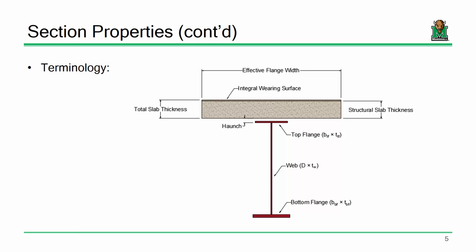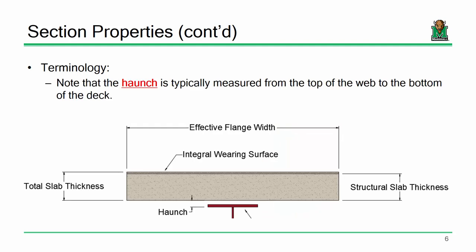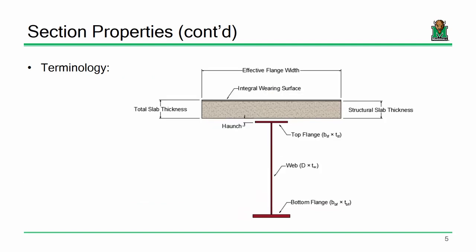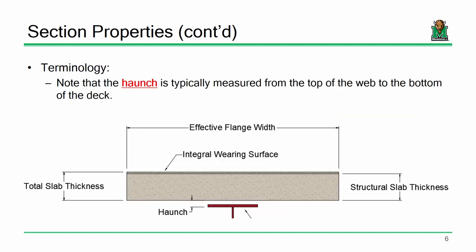Now, what's going on with the deck is going to take a little bit of discussion because I've got this effective flange width, integral wearing surface, total slab thickness, structural slab thickness. We're going to take a little bit of time with that, okay? So bear with me. I'm going to zoom into that a little bit and make sure that we're attacking each of these topics one by one. Before I continue, everybody okay with everything so far? Okay, all right. So let's tackle each of these one at a time. Let's start off with the haunch.